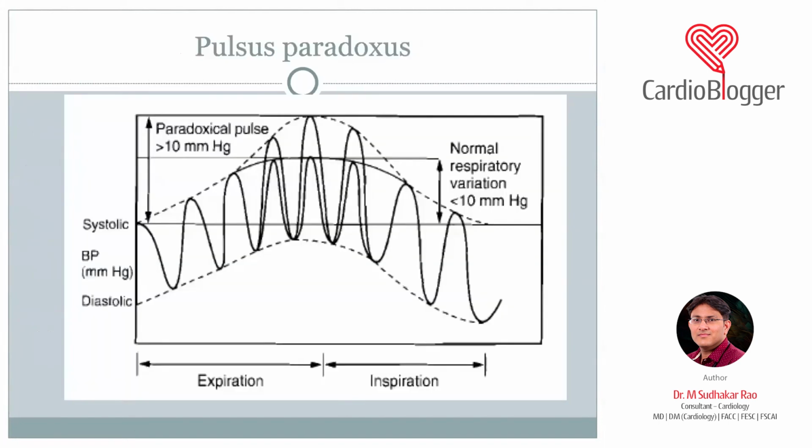Now these are the major mechanisms. This image tells you very clearly. On my right side you can see normal respiratory variation, which is less than 10. On my left side you see a paradoxical respiratory variation. On inspiration there is a more than 10 mmHg fall in BP.